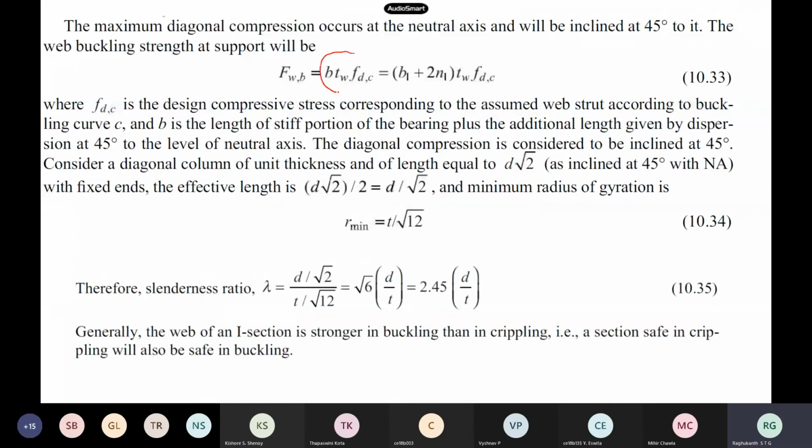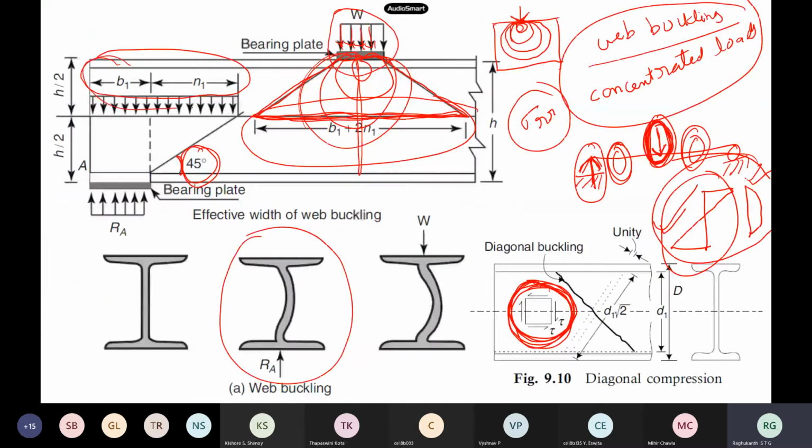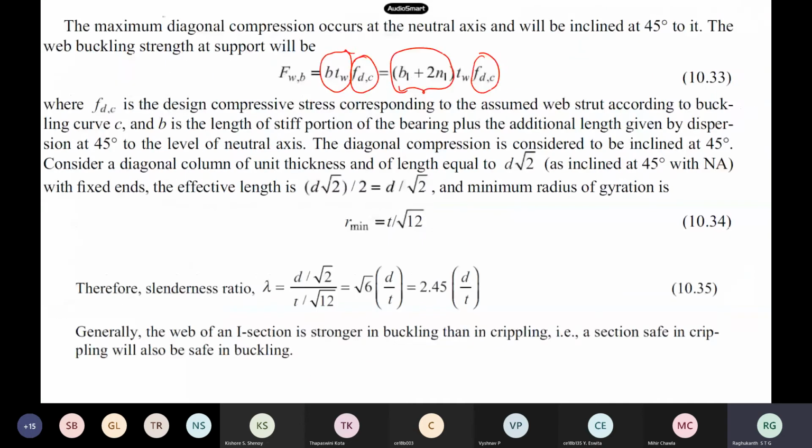Okay, so the width B times the thickness of the web multiplied by FDC will be there, and if it is under the load, it will be B1 plus 2N1. If it is under the supports, it will be simply B1 plus N1. So this has to be done, and then to find out the FDC, that is, the stress. Because it is buckling, you have to use your column buckling curves.